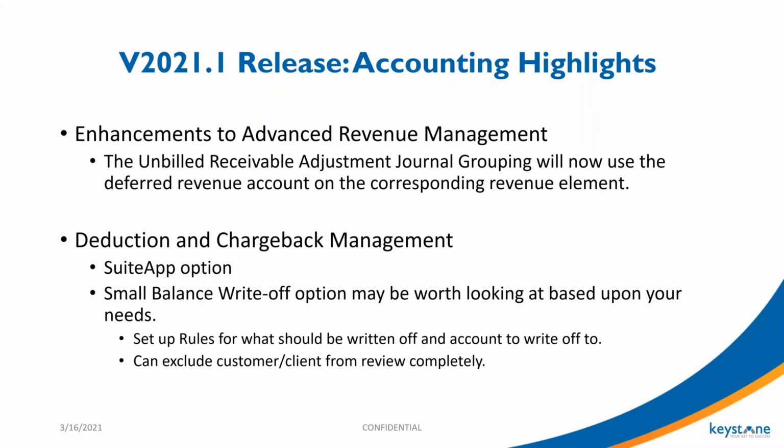Again, safe harbor statement. The unbilled receivable adjustment journal grouping. The way that they grouped them previously, it just used the default deferred revenue account on the general advanced revenue setup. Now it will use the deferred revenue account on the corresponding revenue element that is getting reclassed to the unbilled receivable. So that is a positive change, because people that use that had to then do reclasses on their own.